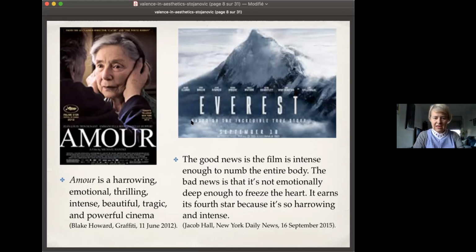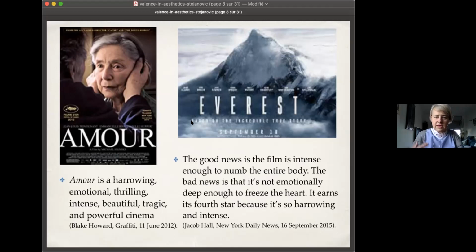Everest. So here we have another interesting example. I'm going to read it. The good news is that the film is intense enough to numb the entire body. The bad news is that it's not emotionally deep enough to freeze the heart. It earns its 4th star because it's so harrowing and intense.